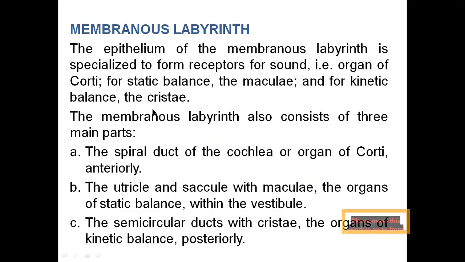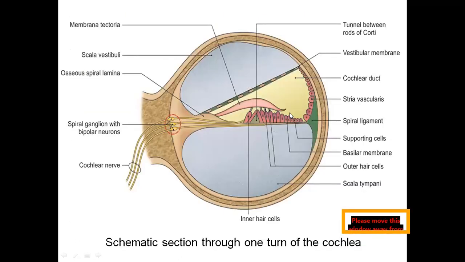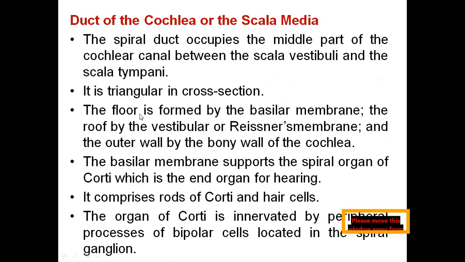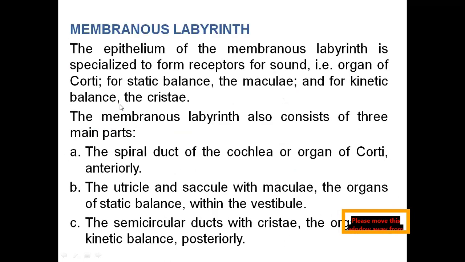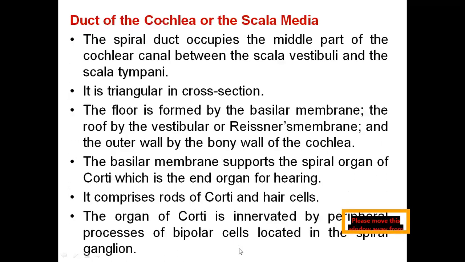The epithelium of the membranous labyrinth is specialized to form receptors for sound, that is nothing but the organ of Corti, this one. Then for static balance, the macule, and for kinetic balance, the cristae. The membranous labyrinth also consists of three main parts: the spiral duct of the cochlea or organ of Corti anteriorly, utricle and saccule with maculae, the organs of static balance within the vestibule, and semicircular ducts with cristae, that is the organ of kinetic balance posteriorly.